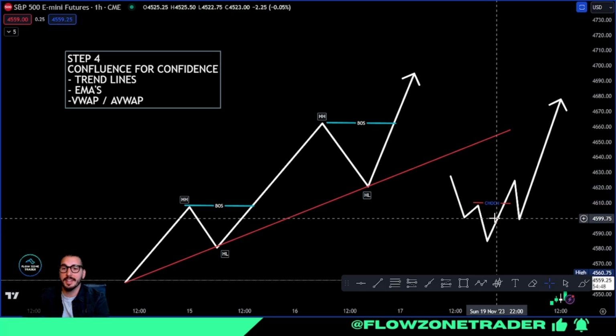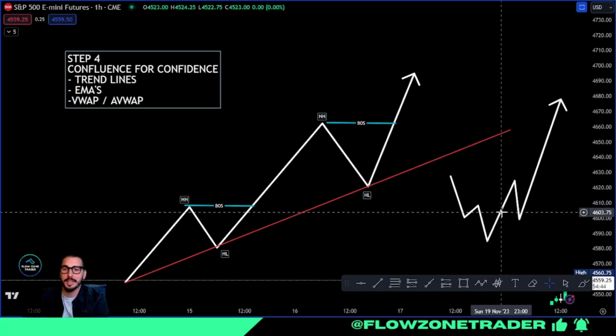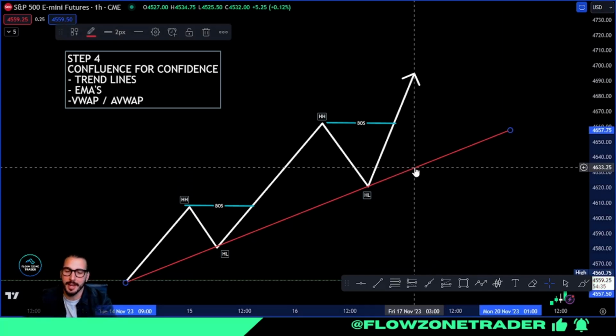All right, so that is an example of stacking lots of things together very simply to give you confidence in the market. What's the next thing we could look for other than trend lines? It would be EMAs. Let's get onto that right now.